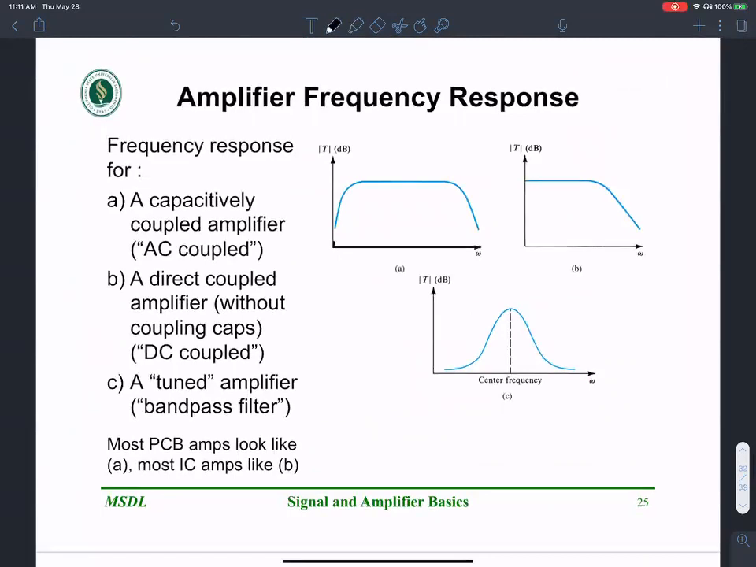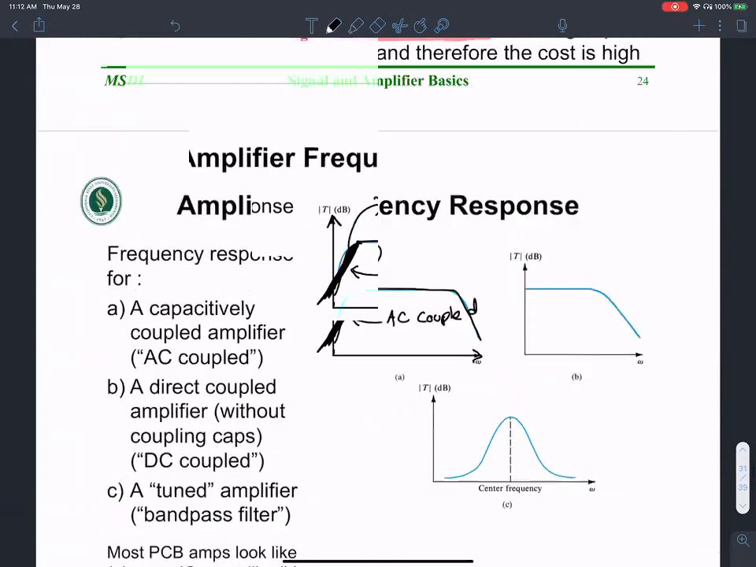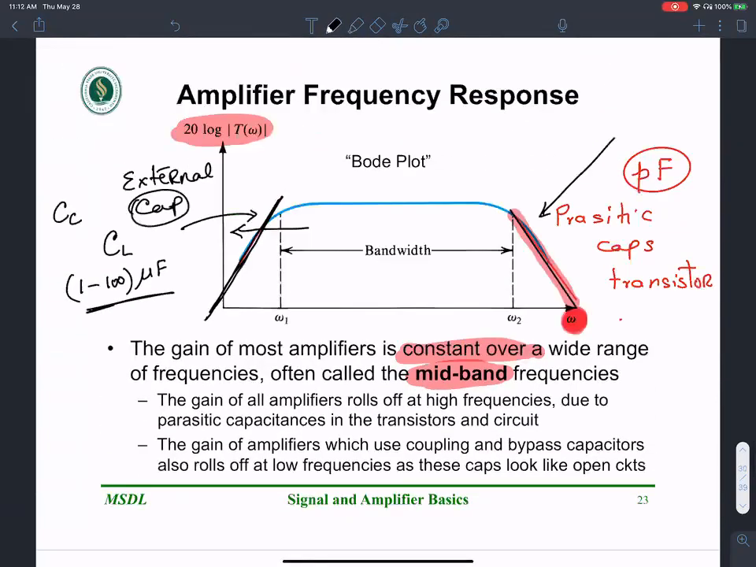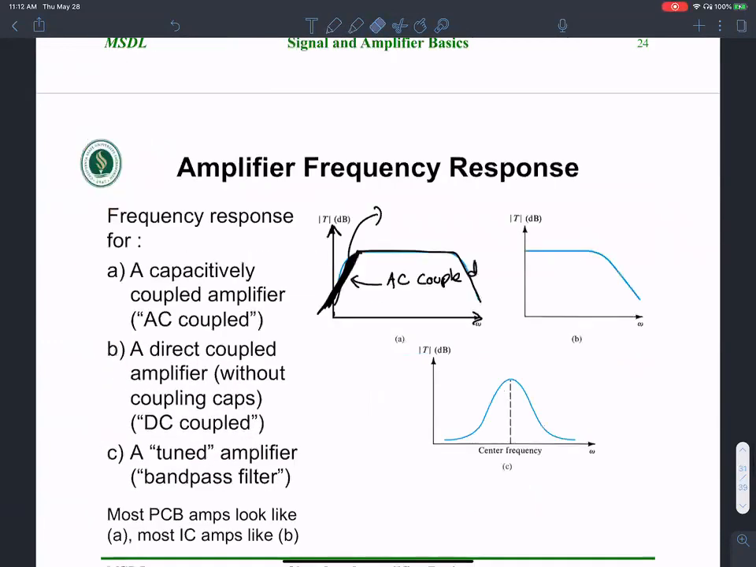I talked about amplifier frequency response. Along the x-axis is the frequency, along the y-axis is the gain in dB. I have three kinds of amplifiers here. Shown here is an AC coupled amplifier. I can say it is AC coupled because it has a low frequency roll-off. Low frequency roll-off can only happen with large capacitances, because of coupling capacitances, the external capacitances. So the presence of a low frequency roll-off tells me that this is an AC coupled amplifier.